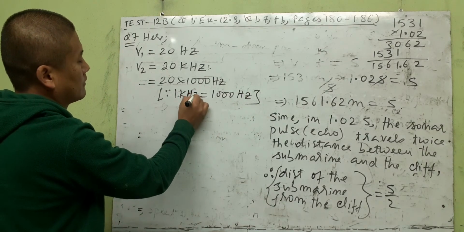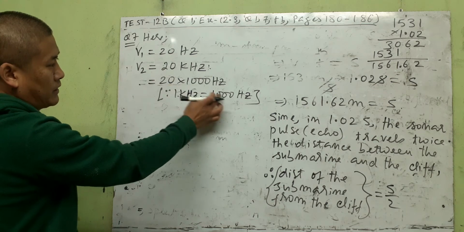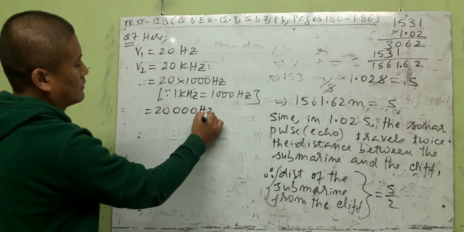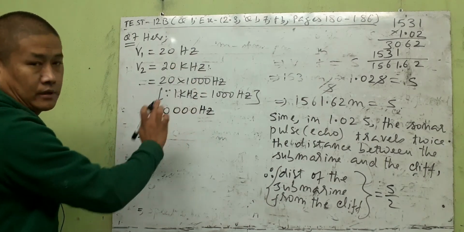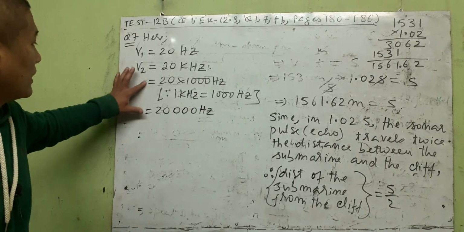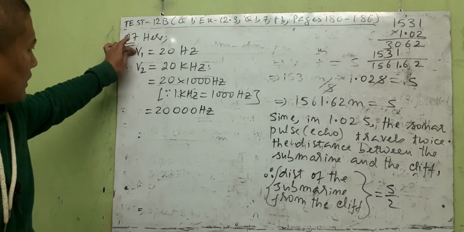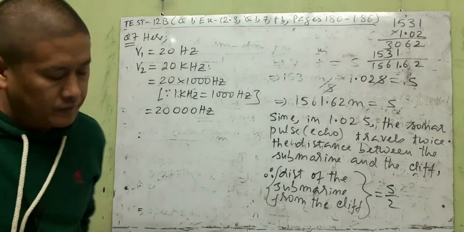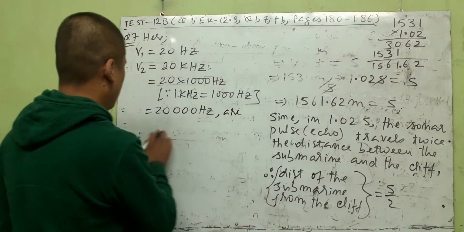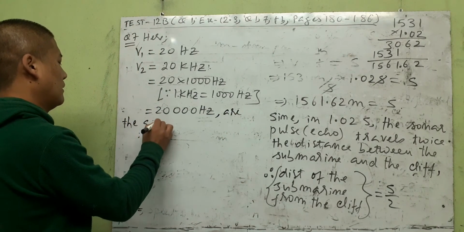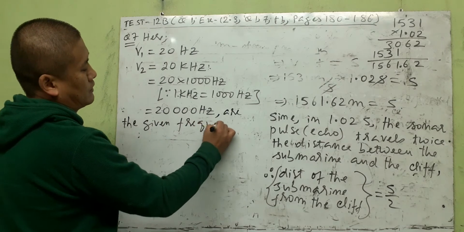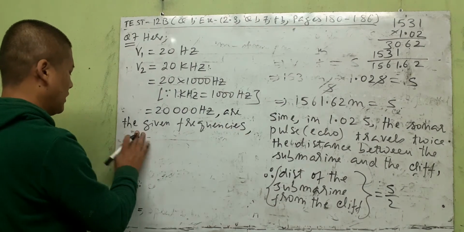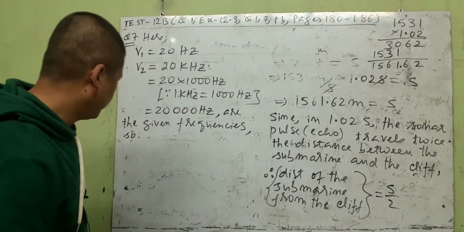Changing big to small, we multiply by 1000, and we get 20,000 hertz. Now both are in hertz, the lower limit and the upper limit. The range is from here to here. The lower frequency and upper frequency are the given frequencies of the sound respectively.